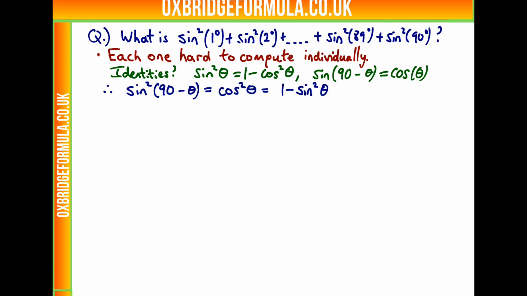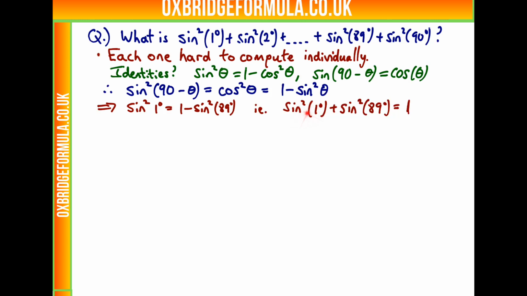Using that, sine squared of 90 minus theta is equal to cos squared theta, which is equal to 1 minus sine squared of theta. So we have that sine squared of 1 degree is equal to 1 minus sine squared of 89 degrees. I.e., the sum of sine squared of 1 plus the sine squared of 89 is equal to 1. But we can do this for any other ones, like for any 90 minus theta.